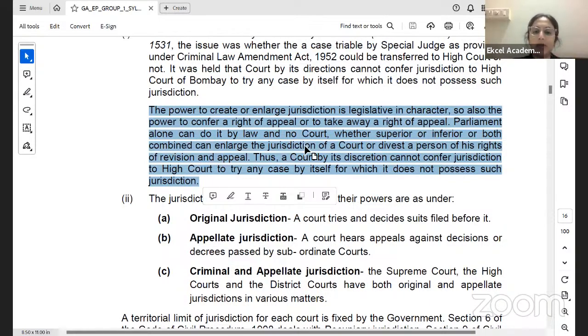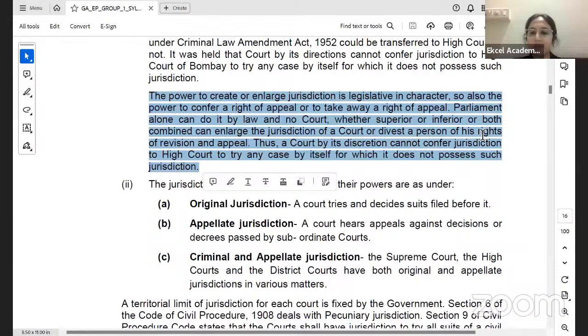Parliament alone can do it, and no court, whether superior or inferior, can enlarge the jurisdiction of a court or divest a person of his rights of revision and appeal. So you can't give an extra right to appeal, or tell someone they can't appeal. You have to go as per the law.